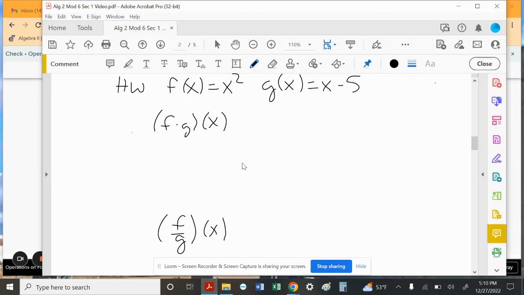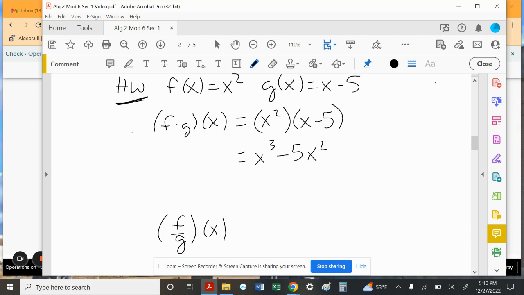So the first homework problem is going to be f dot g of x. Notice we have x squared and x minus 5. So we are going to multiply those. So we have x squared times x minus 5. It's nice because I don't have to do FOIL or anything special there. So that gives me x cubed minus 5x squared. It's already in order. That would be the answer.